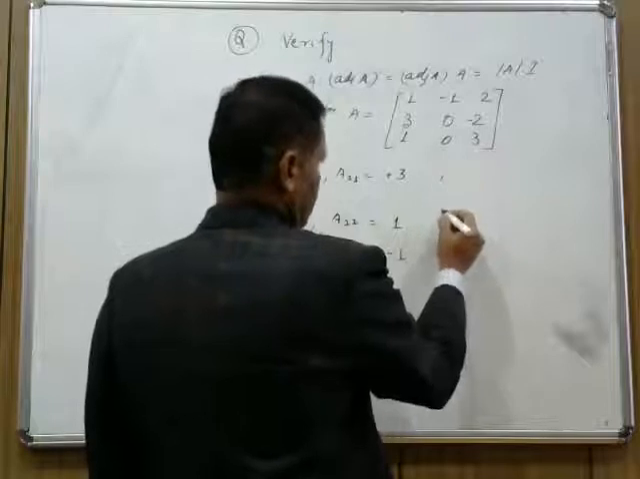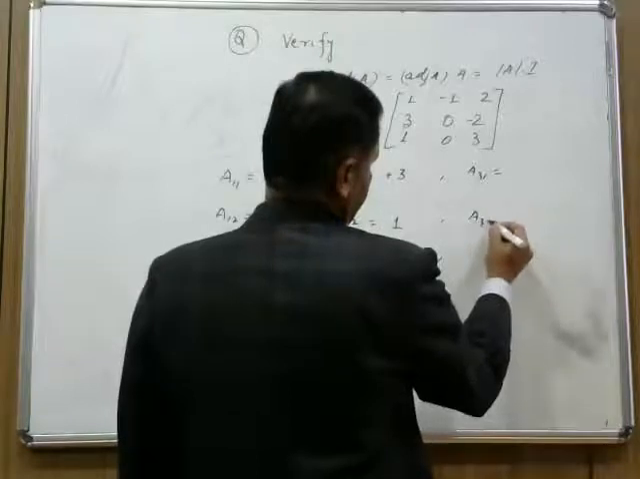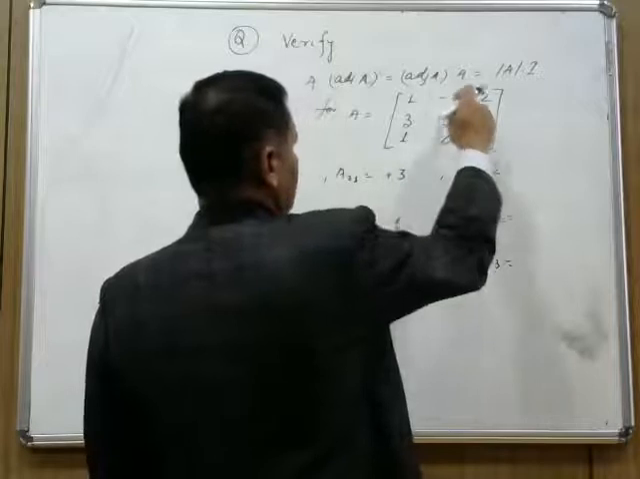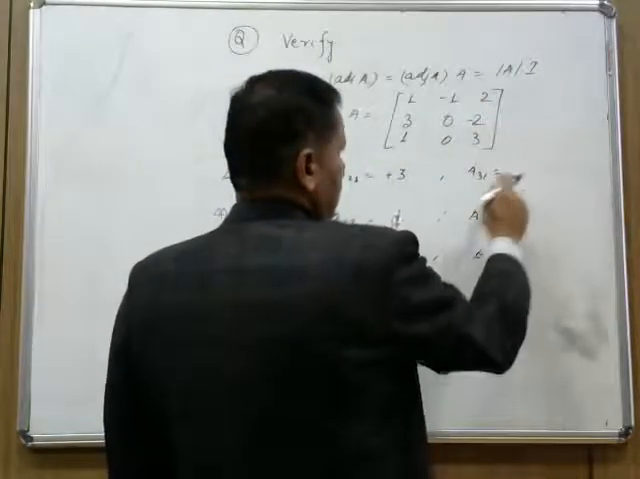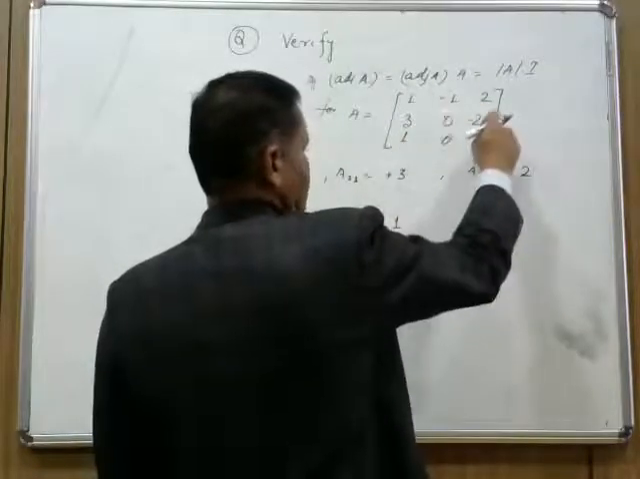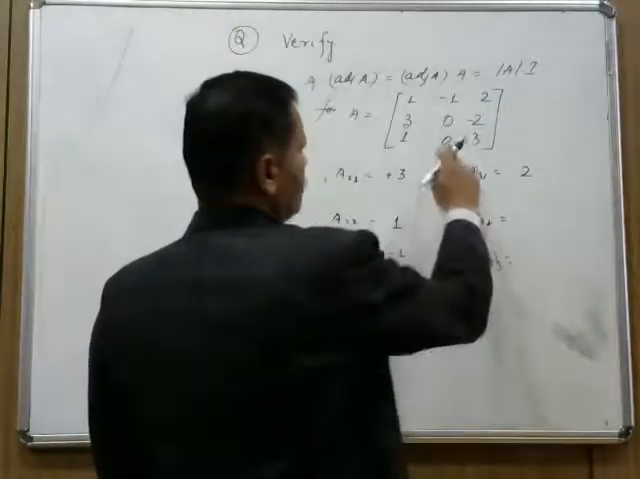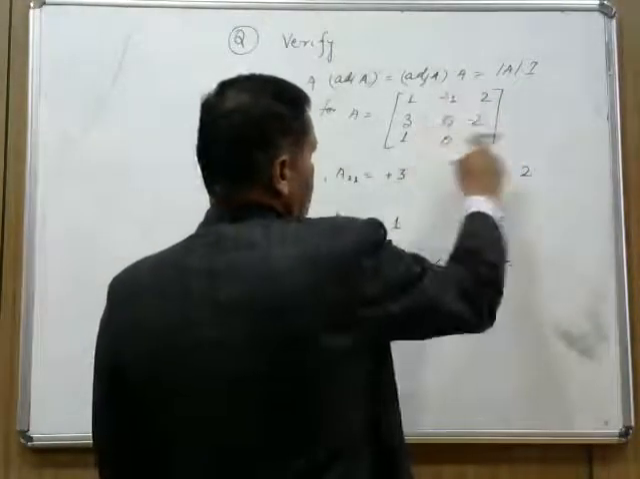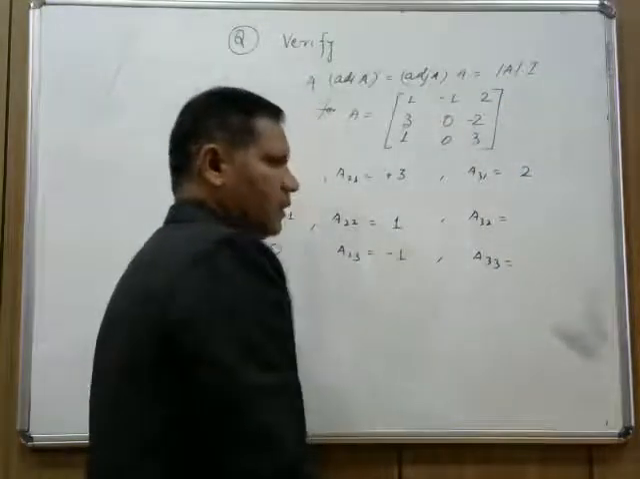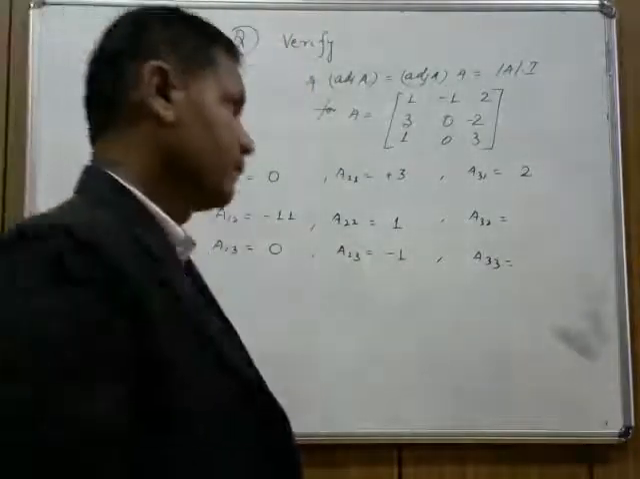Now we'll find A31, A32 and A33. See A31: this row and this column are gone. Now 2 remains 2 only. Minus 1 into minus 2, 2 minus 0, so it will remain 2 only. Now A32: for this column, this row is gone. Now minus 2 and minus 6 gives minus 8, and for A32, the sum of 3 and 2 is odd.